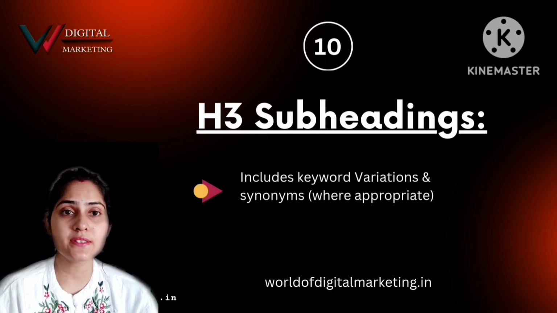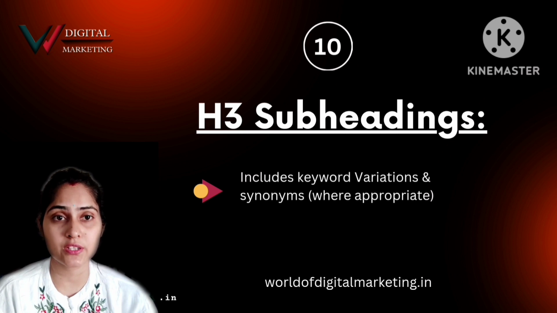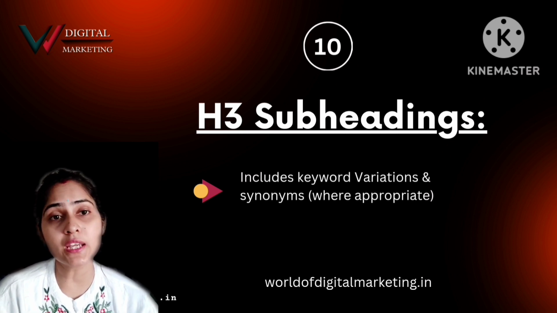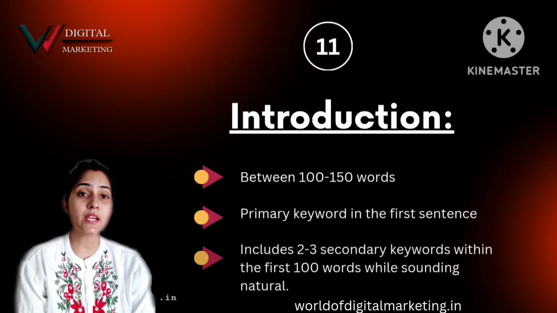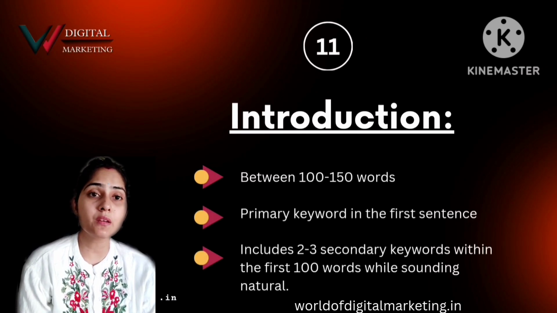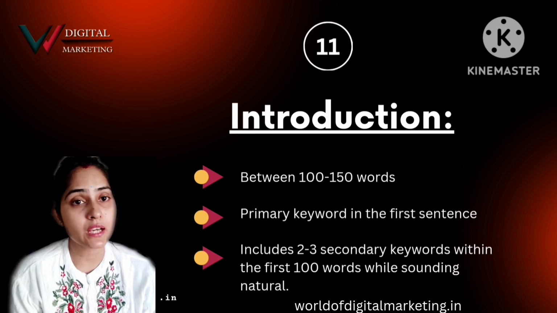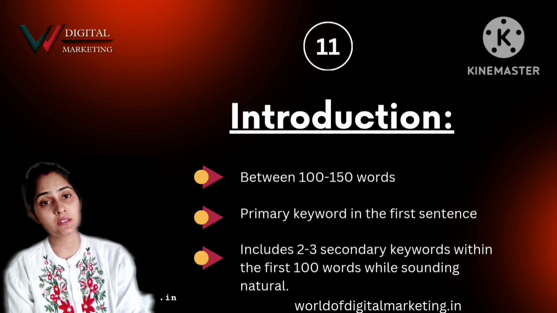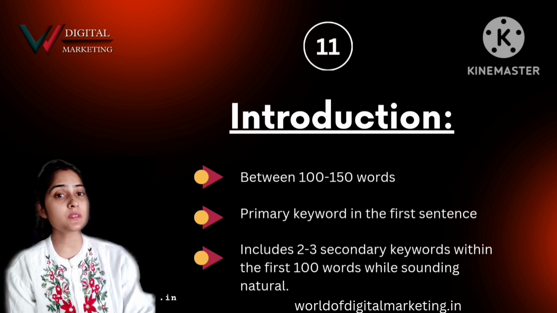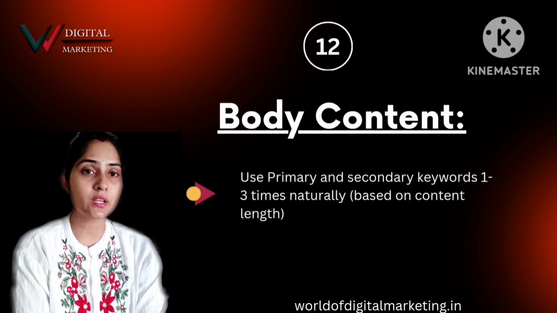Next is H3 subheadings. H3 subheadings should include keyword variations or synonyms of the keyword where appropriate. Next is introduction. Introduction should be between 100 to 150 words and the first sentence of the introduction should contain the primary keyword. Also the introduction should contain 2 to 3 secondary keywords within the first 100 words and it should sound natural. Next is body content.